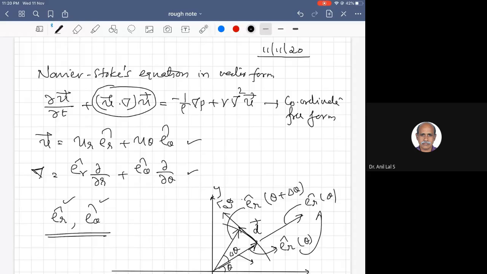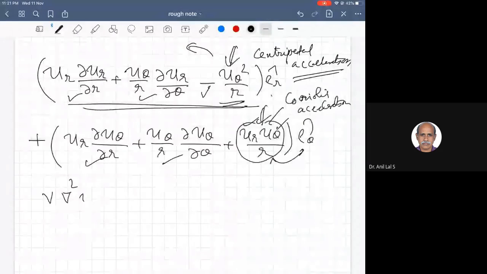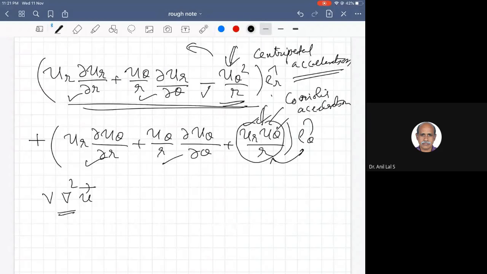This is actually the viscous term. If you look at the viscous term, that is mu into del squared u vector, the Laplacian operator on this vector. For the time being, I will exclude that mu, and we'll see what del squared u vector is in the polar coordinate system, the Laplacian operator operating on this vector.